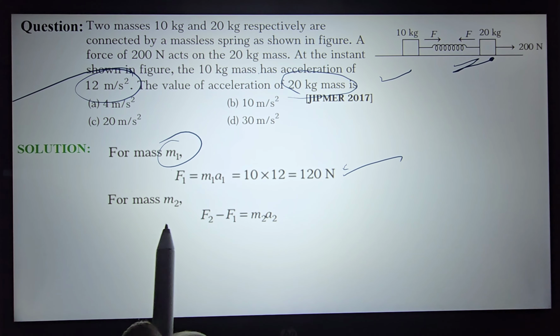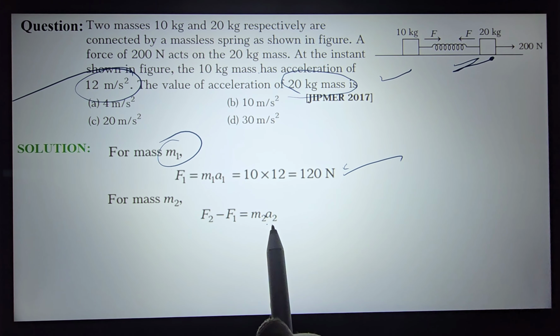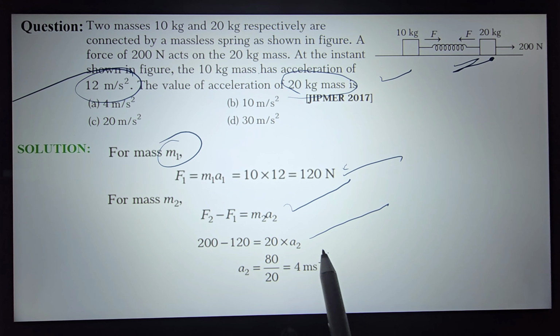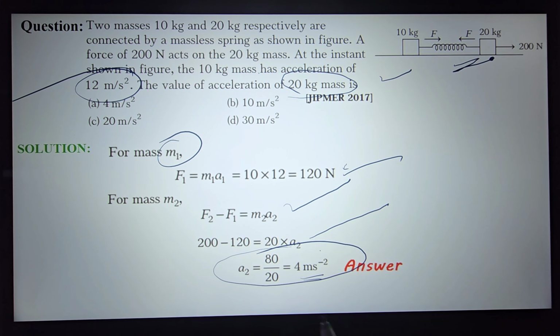Now second, for mass M2, F2 minus F1 is equal to M2 into A2, right? Now you just put the values of F2 and F1, that is 200 minus 120 is equal to 20 into A2. With the help of this equation, you can calculate the value of A2, which comes to 4 meter per second square. So this is the answer, which is A. Option A is correct, right?